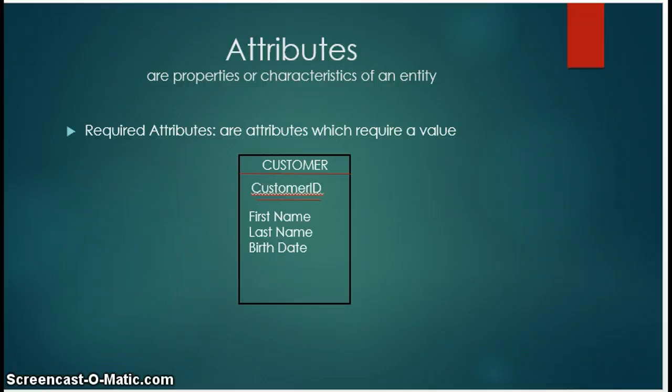Attributes. Attributes are properties or characteristics of an entity. Required attributes are attributes that require a value. If you're doing your accounting firm, you have to have the customer entity, the customer ID, and also the first and last name of your customer to keep track of them.